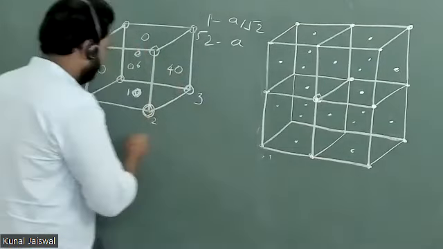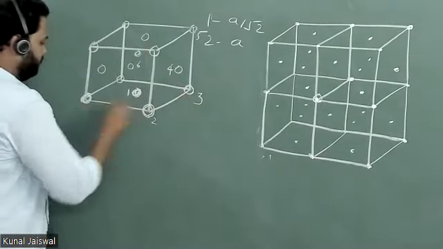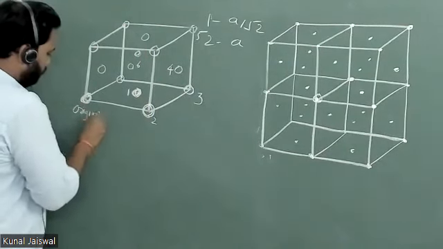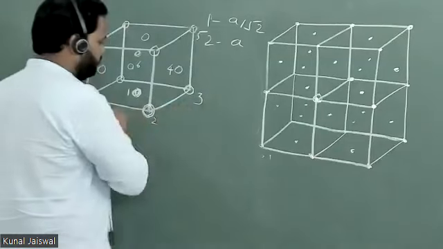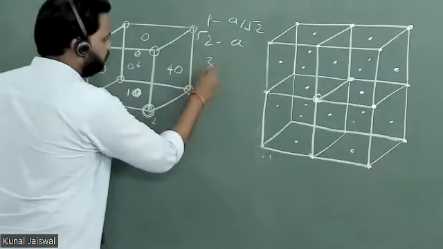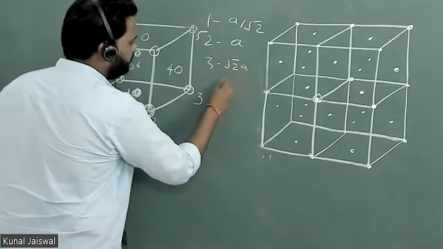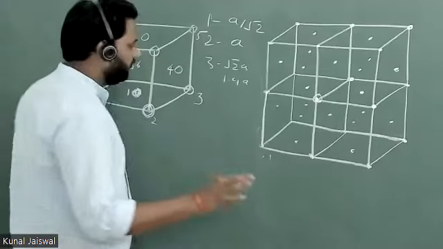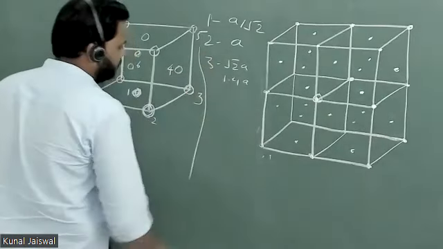Let's find out the distance between the origin and this third atom. Suppose this is the origin, the reference atom. What is the distance between the origin and this third atom? Root 2a. Root 2a means 1.4 times a.